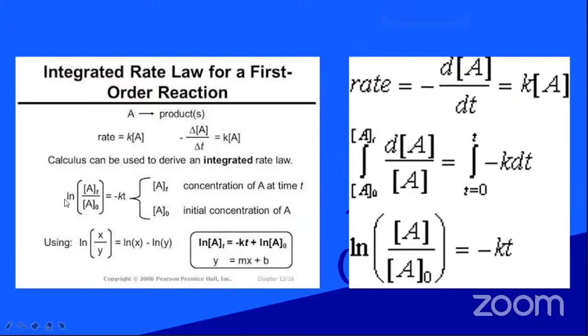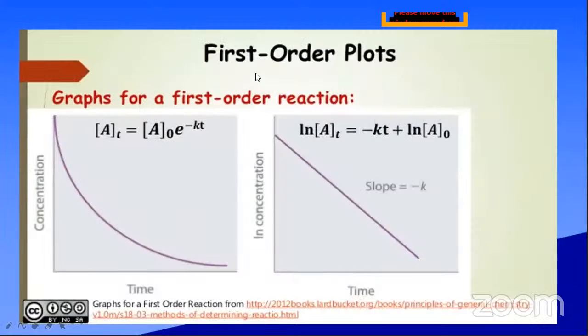Then by using this, we can substitute the log also: log A naught by A t equal to kt by 2.303. That will also come. We have to compare this equation with y equal to mx plus c. So here we can also write ln A equal to minus kt plus ln A naught. This is the first order rate equation. By plotting a graph between ln A versus time t, a negative slope will be obtained.